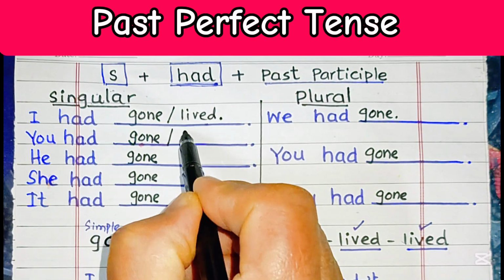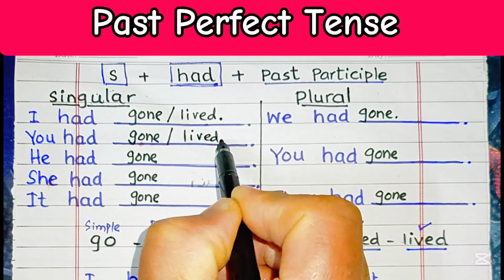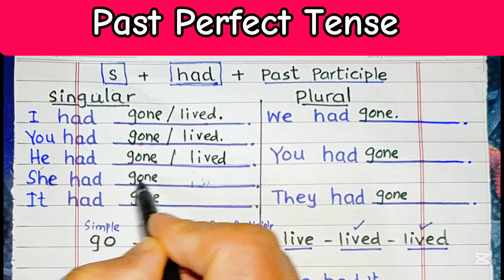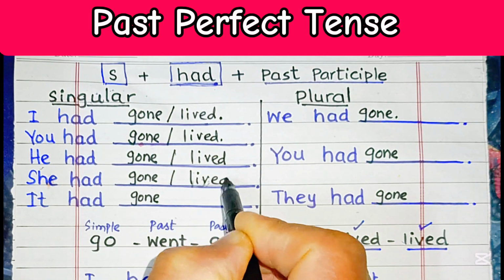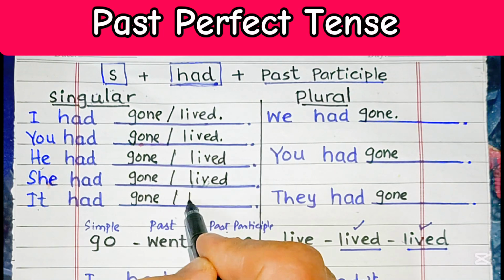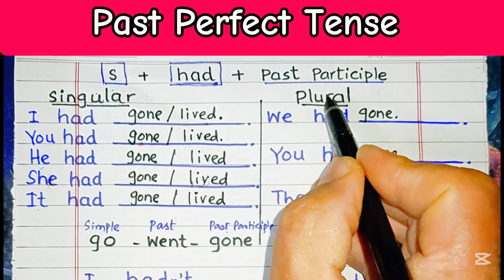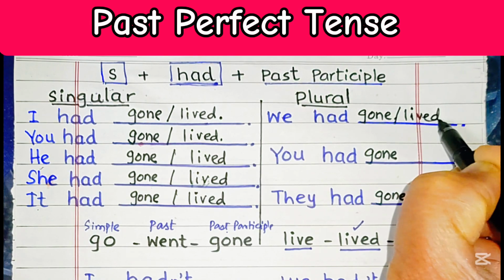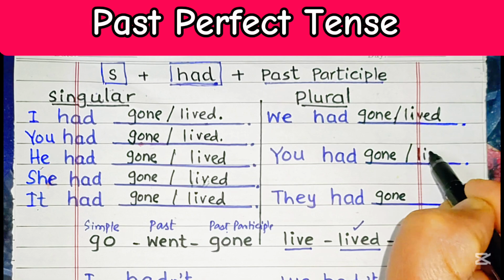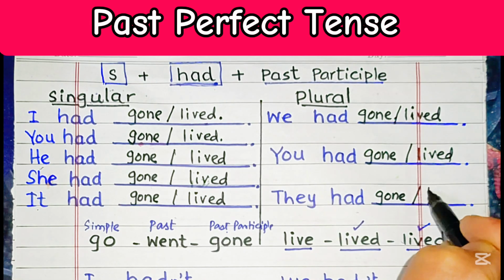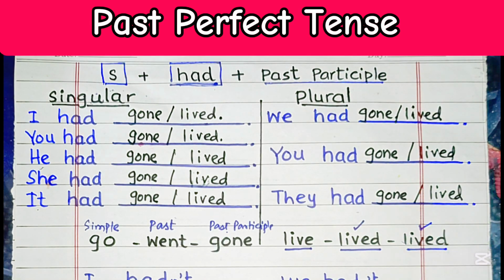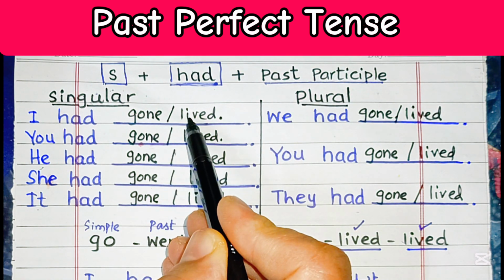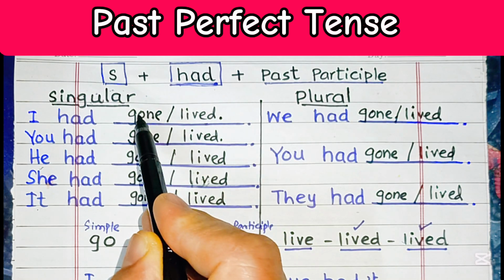You had lived. He had lived. She had lived. And for things, it had lived. The same goes for plural pronouns. We had lived. You had lived. They had lived. So this remains the same both for regular and irregular verbs. Live is a regular verb and gone is an irregular form of verb.